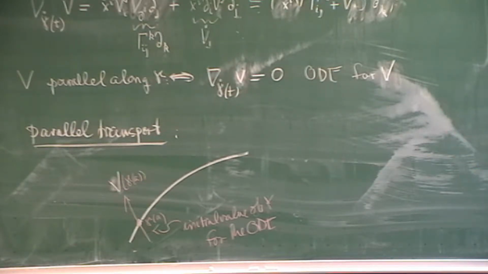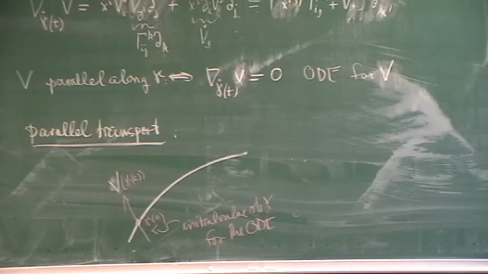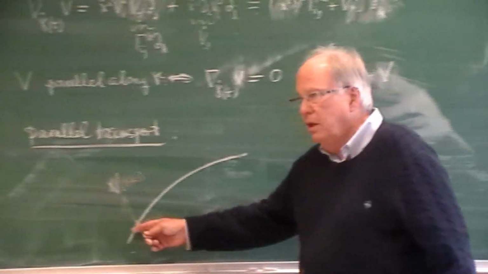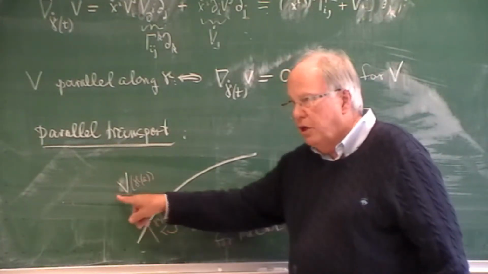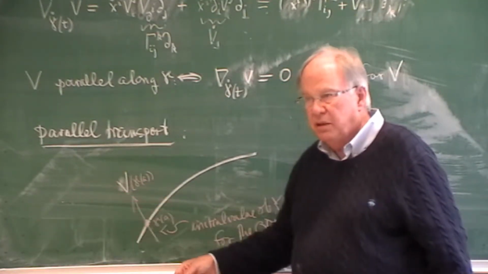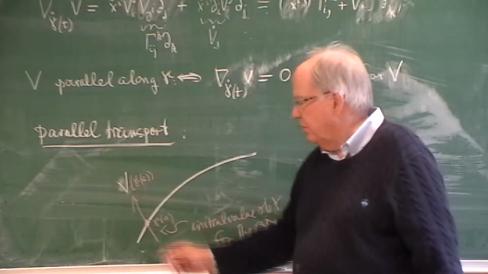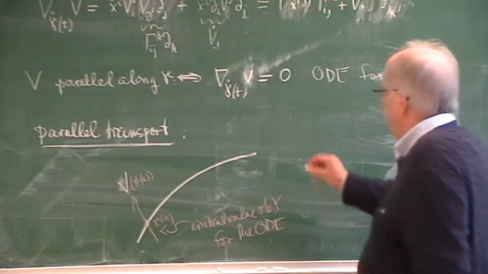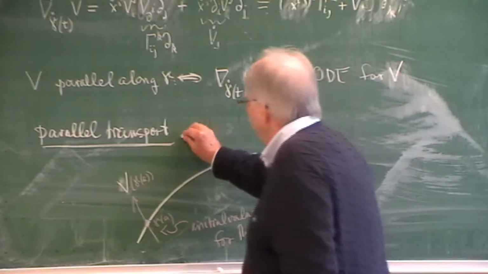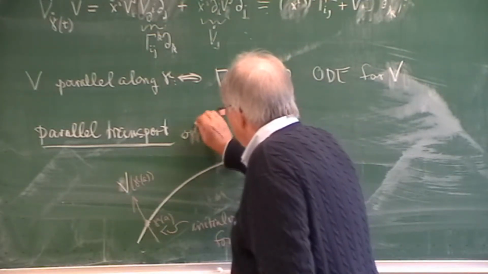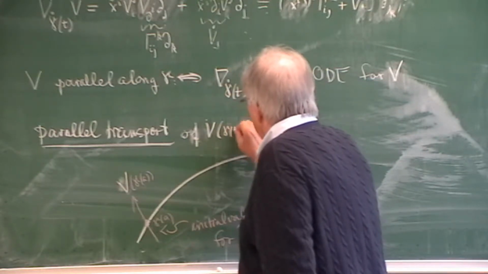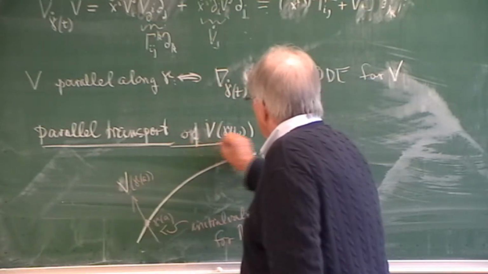So this is ODE for V. Regard V as unknown, and you want to know what it means to parallel transport an initial vector, which is an initial point and an initial vector in the bundle. I'm thinking here the tangent bundle, but in any bundle. And that solves the equation. So this is the parallel transport, and now thank you very much, of V at gamma of T0 along gamma.